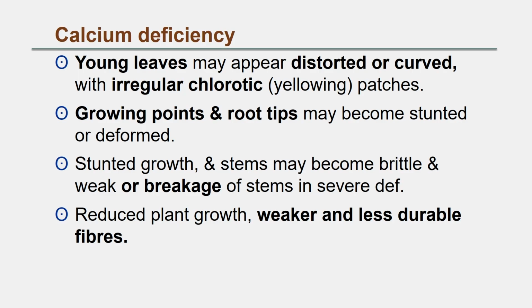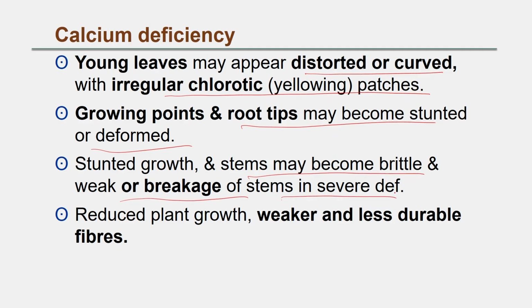Calcium deficiency. Young leaves may appear distorted or curved with irregular chlorotic patches. Growing points and root tips may become stunted. So this is a very typical deficiency symptom of calcium. Stunted growth, stems may become brittle, weak, or break in severe deficiency cases of calcium. Reduced plant growth, weaker and less durable fibers. So overall it affects the quality and quantity of the fiber.